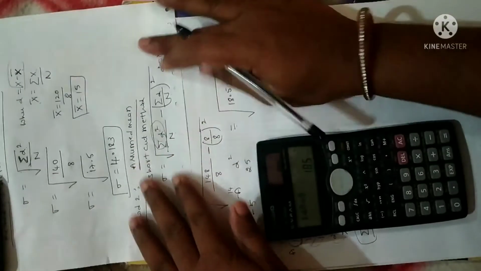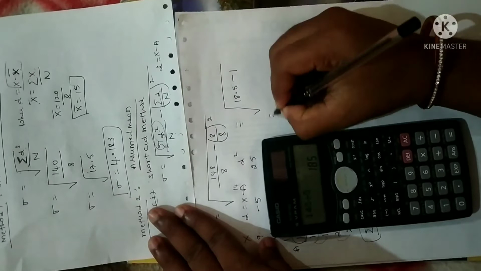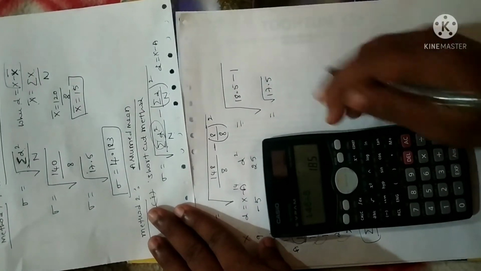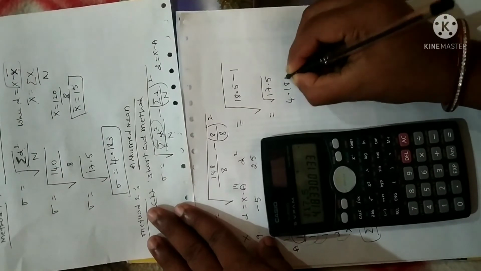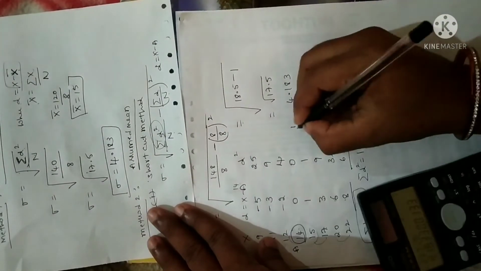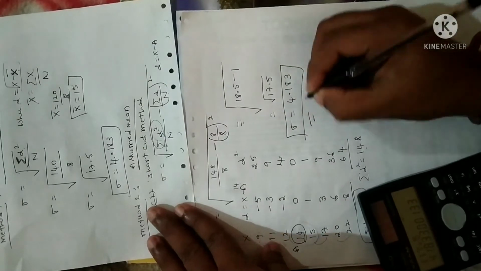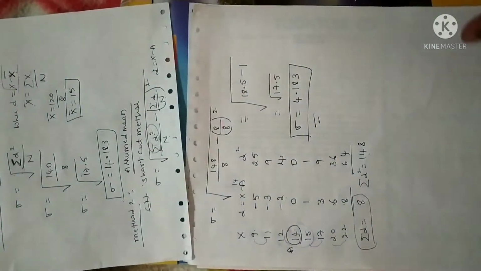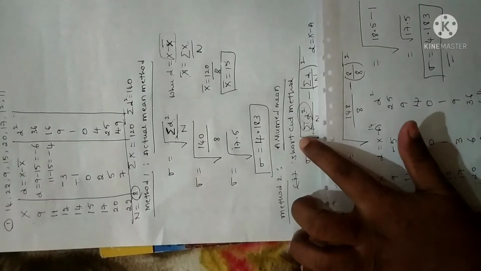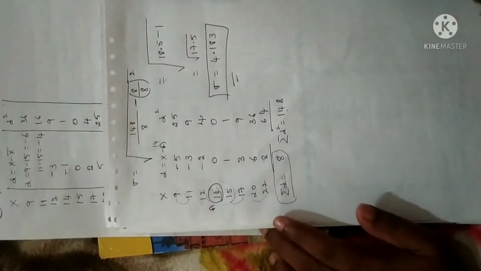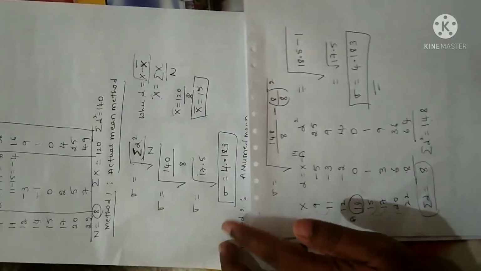Fine. Next, in the denominator we don't have anything. So when you subtract you will get 17.5. So square root of 17.5 is 4.183. So required sigma value is 4.183. So this is by the shortcut method. I have solved the first method, the actual mean method, where we obtained sigma as 4.183. In the second method we have solved it by the shortcut method. Again we have obtained 4.183. So both the solutions are the same. You can make sure both the solutions are the same.